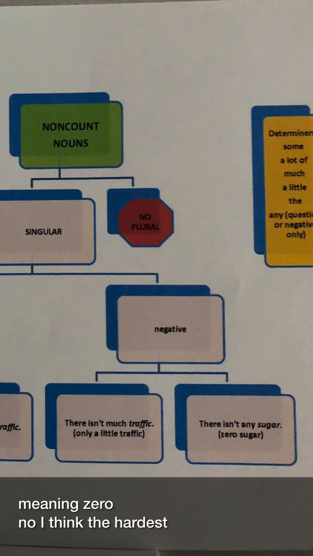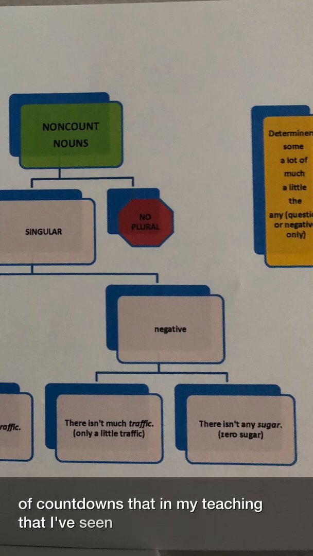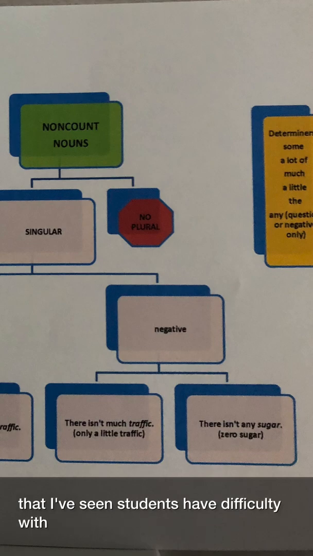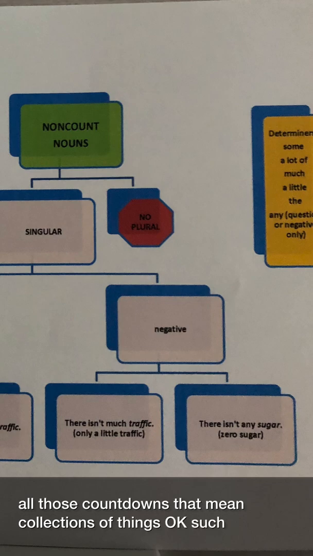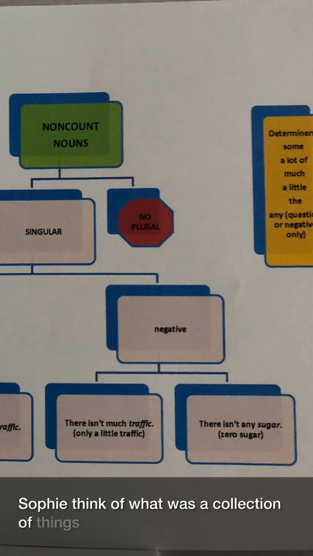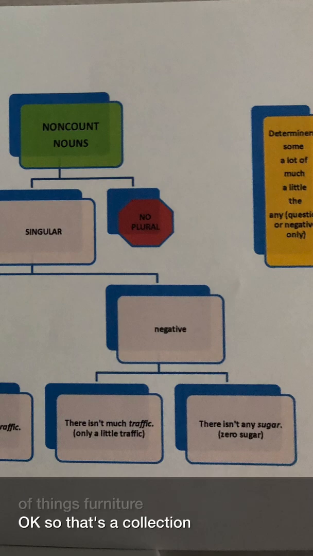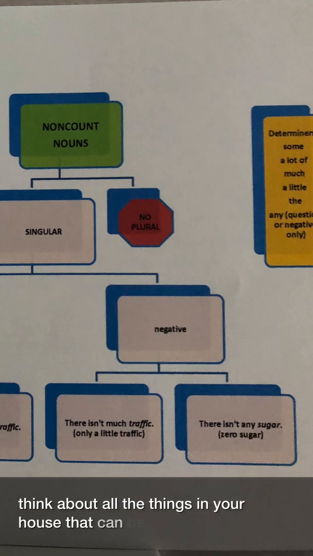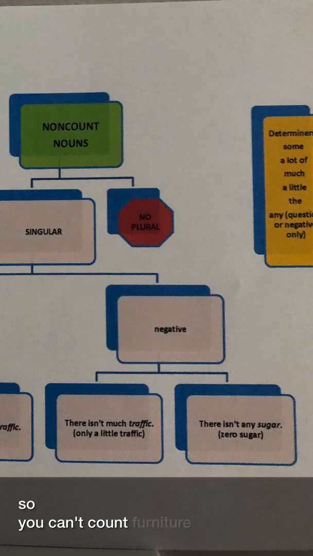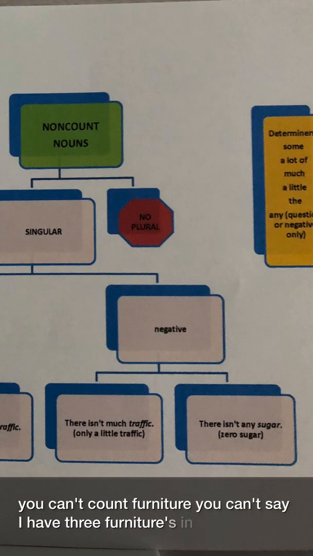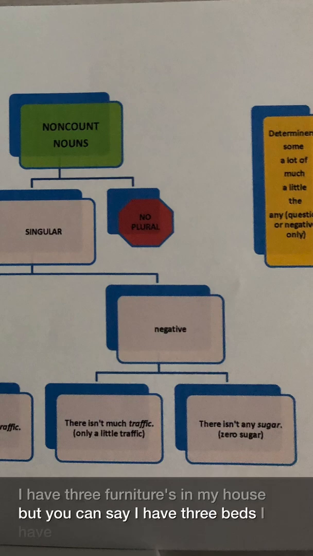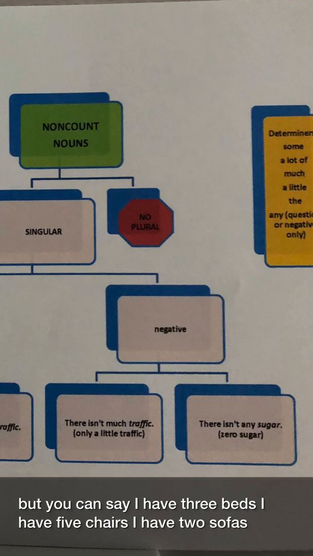Now, I think the hardest category of non-count nouns that I've seen students have difficulty with in my teaching are those nouns that mean collections of things. Okay, so if we think of what's a collection of things? Furniture. Think about all the things in your house that can be furniture. So you can't count furniture. You can't say I have 3 furnitures in my house, but you can say I have 3 beds, I have 5 chairs, I have 2 sofas.